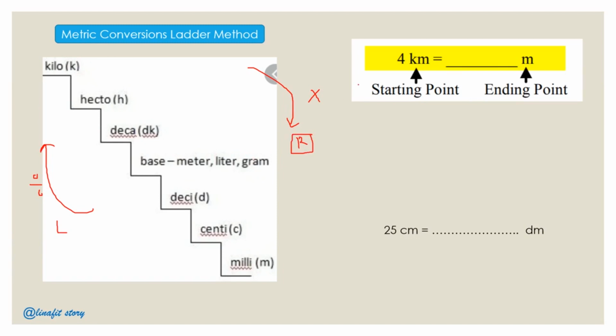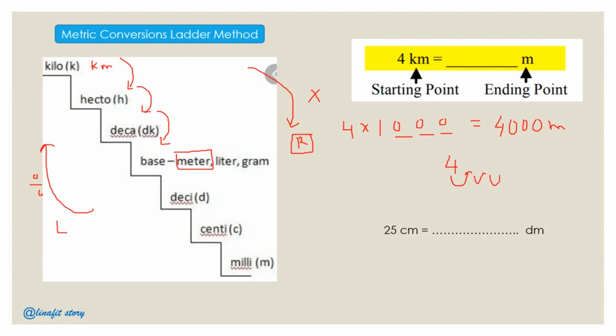For example, convert 4 km to meters. Starting point is km. And then the ending point is meters. So we should go down the steps. How many times? 1, 2, 3 steps. 3 steps means that you will multiply by 1000. So 4 times 1000 is equal to 4000 meters. Or another way, remember that for every step down the staircase, move the decimal point to the right. How many times? 3 times to the right. 1, 2, 3. So the answer is 4000 meters.